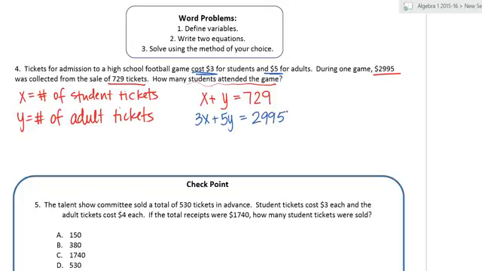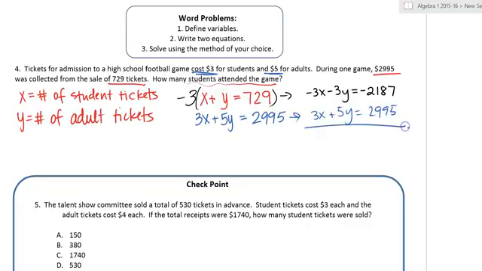So now at this point, you can solve this system by substitution or elimination. I personally prefer elimination, so I'm going to multiply the top one by -3. That will cancel with the +3. So I'm going to get -3x minus 3y equals -2,187. The bottom equation is not changed. I'm just going to move it over so that everything is lined up. And I'm going to add straight down.